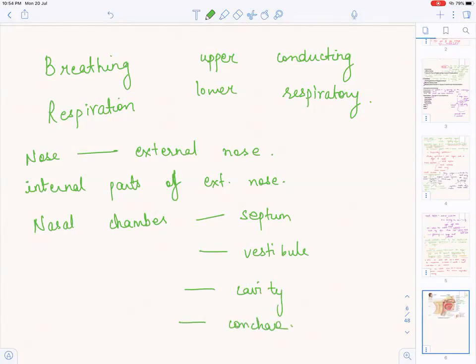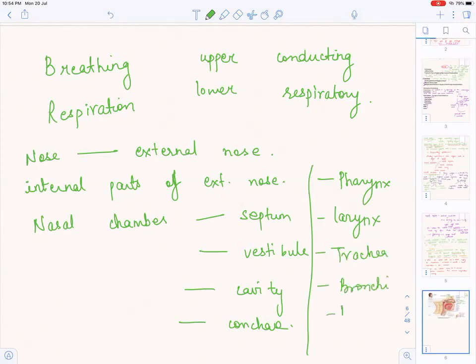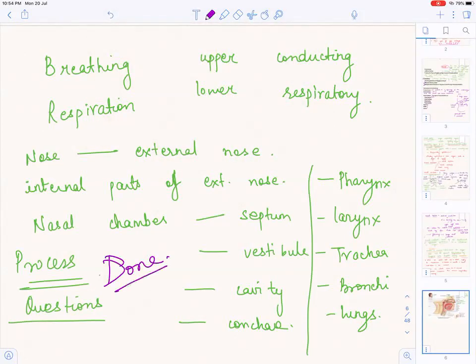Now what will we do after this? We'll do the pharynx, the larynx, the trachea, the bronchi, and the lungs. These structures we will do. After we do all these structures, we'll come to the process, then we'll do questions, and then the chapter is done. Yay!